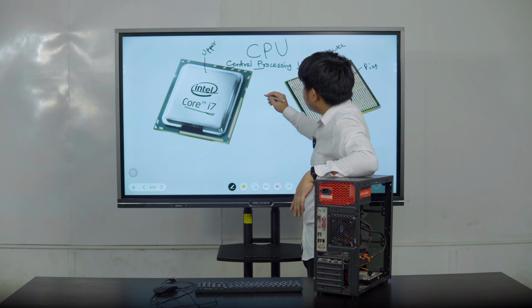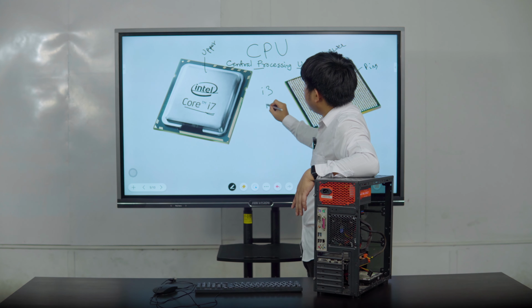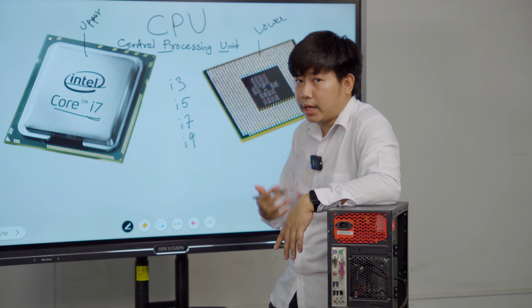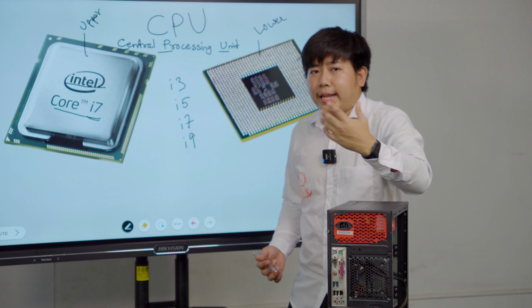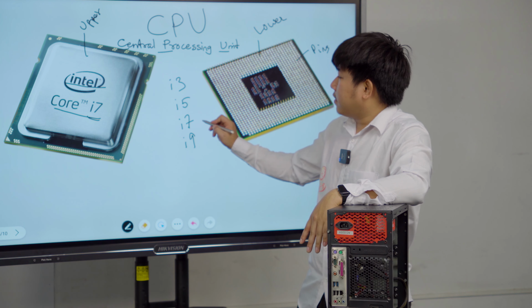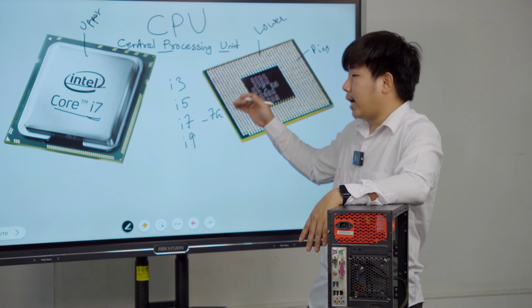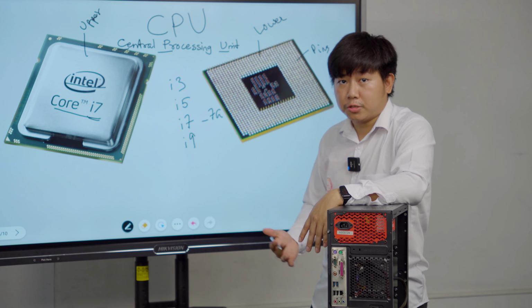There are a lot of levels, starting from i3, i5, i7, and now there's i9. And after that, there are so many generations. My laptop, for example, has an i7 and 7th generation. With the different generations, the higher, the better, the faster the clock speed.